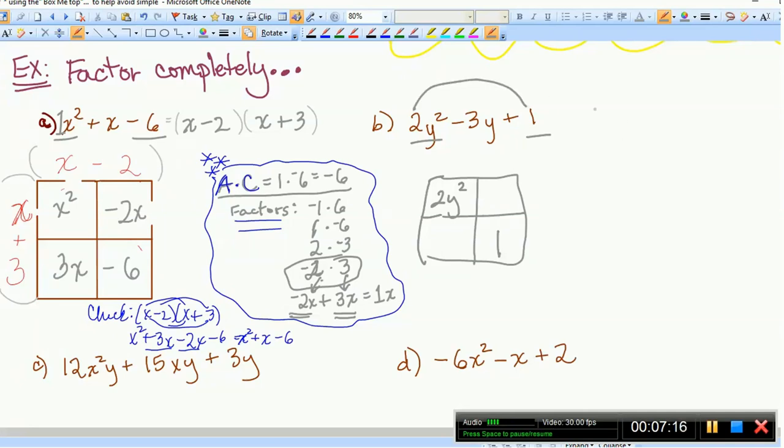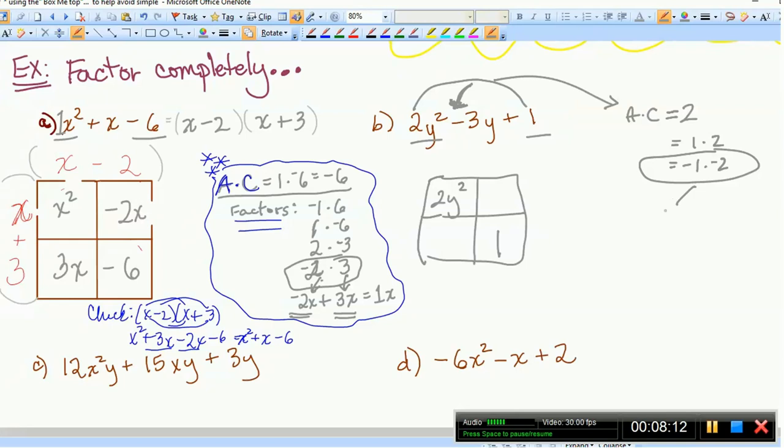A times C, in this case, is 2. Now, factors of 2 that would combine to give me a negative 3. Because I have a positive 1 here, I must have multiplied to get the positive one in the last multiplication, L in FOIL. I could have multiplied two positive numbers or two negatives. But since the middle term is negative, we're looking for two negative factors. The only factors of 2 are positive 1, positive 2, or negative 1, negative 2. Multiply those and you get a positive 2. Since we have a negative 3y, we're going to choose the negative values.